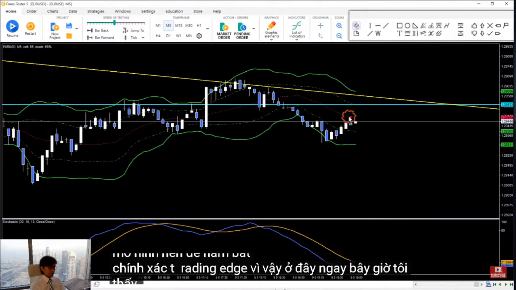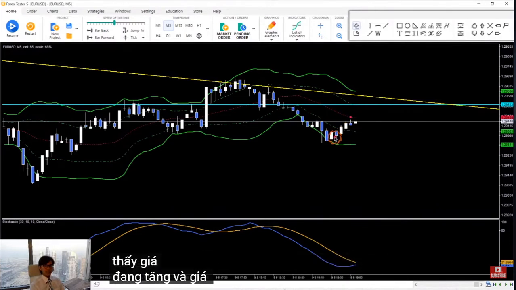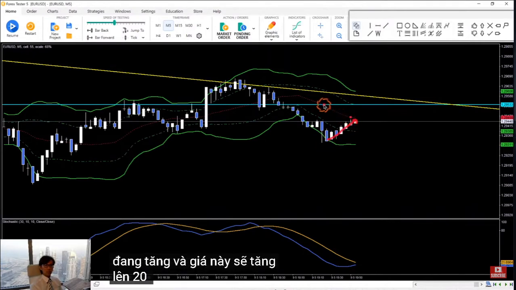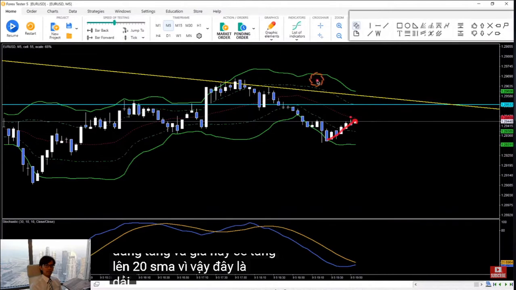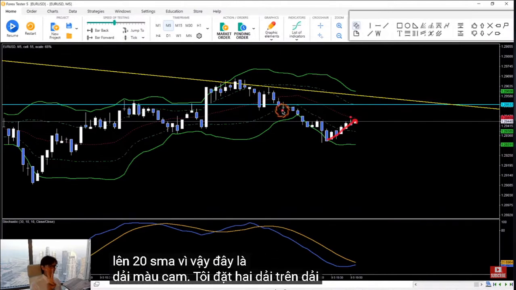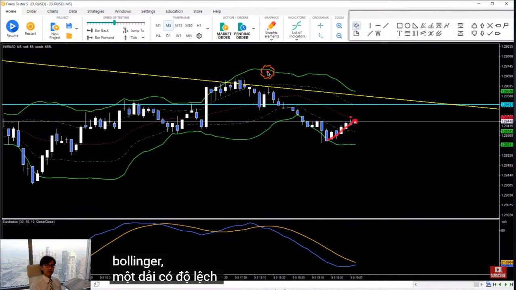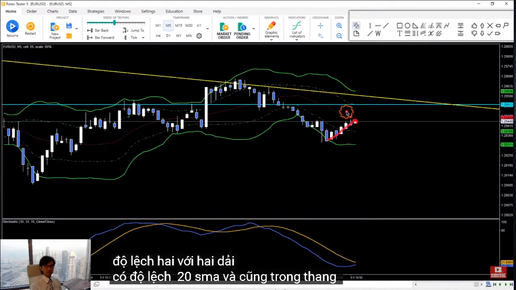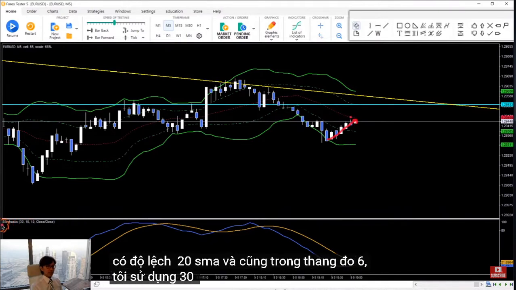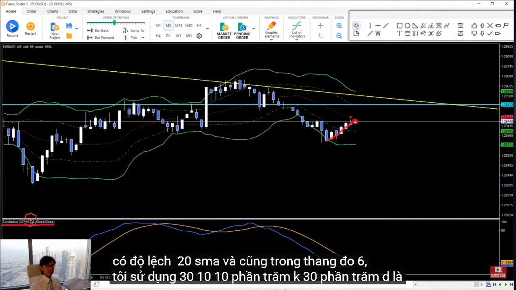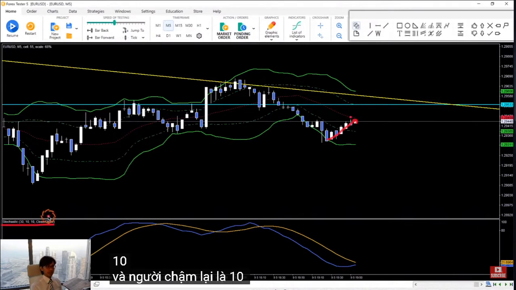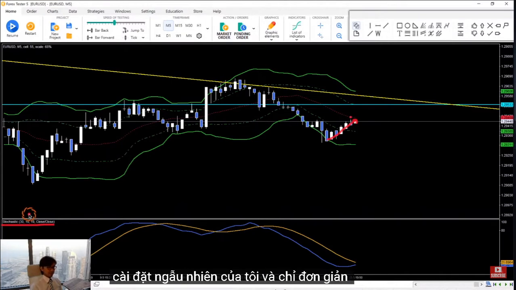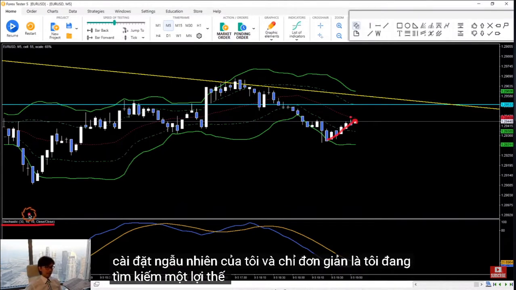So here right now, I see the price is going up, and this is going up to the 20 SMA. So this is Bollinger Band. I place two bands on the Bollinger Band, one with a deviation of 1 and the other with a deviation of 2, with a 20 SMA. And in the stochastics, I use 30, 10, 10: percent K is 30, percent D is 10, and slowing is 10. So 30, 10, 10 is my stochastic setting. And simply I look for an edge right now.